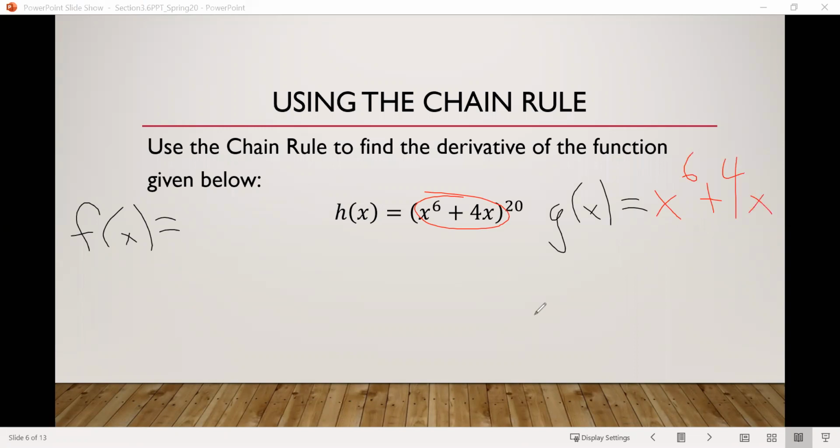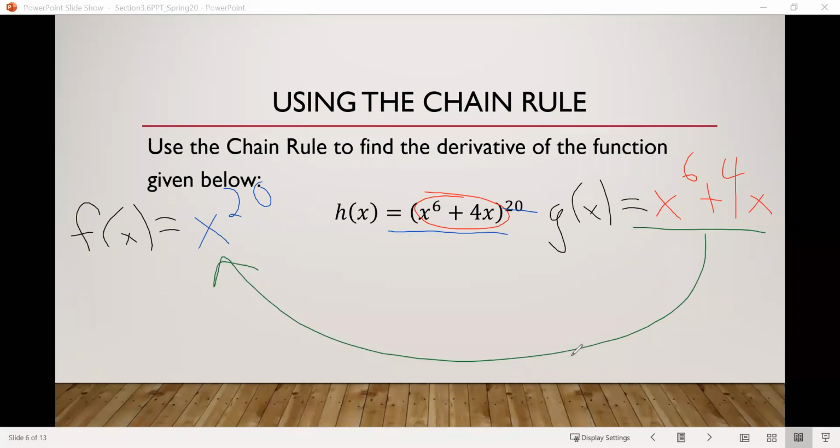And then what's going to be the outside function? We have to be a little careful, because it's not just to the 20th power. It's got to be something to the 20th power, and if you have a function inside of a function, that means the inside function took the place of a variable. So on the outside, we have something raised to the 20th power, so our outside function might be x to the 20th. Let's double check that. If we take the inside function g, x to the 6 plus 4x, and plug that in for x in our function f, do we get this function here? Hopefully you agree with me that the answer is yes.